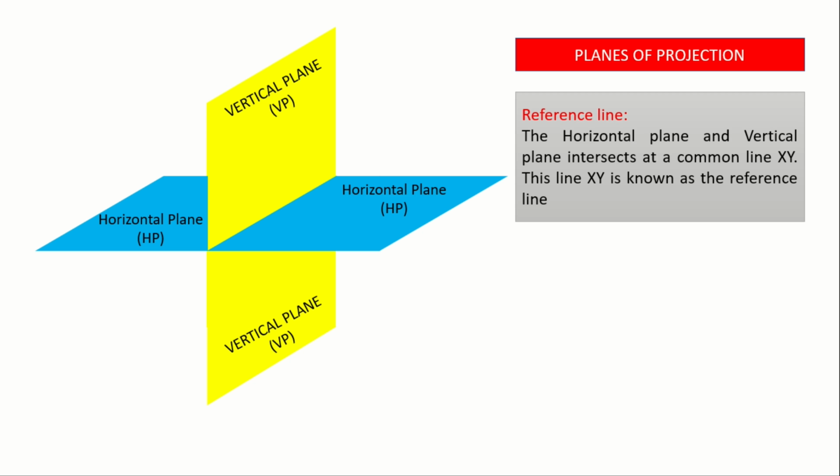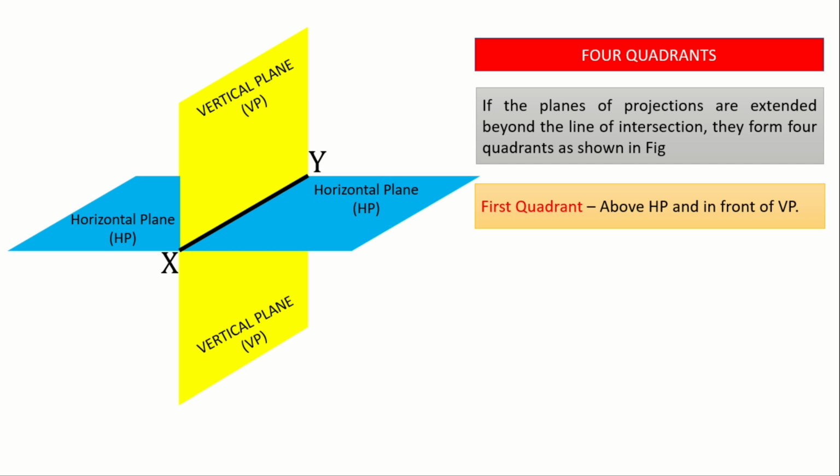The four quadrants. If the planes of projections are extended beyond the line of intersection, they form four quadrants as shown in figure. The first quadrant, the space above HP and in front of VP is first quadrant. So here first quadrant is the space above HP and in front of VP.